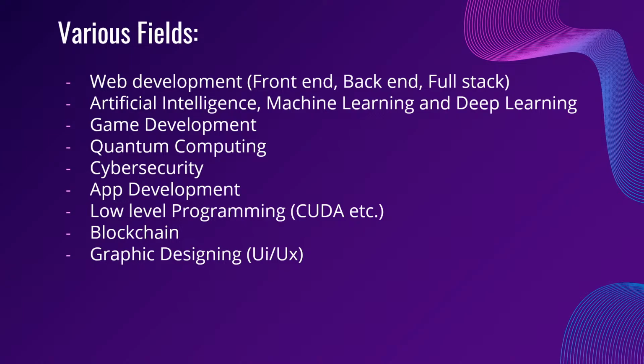So let's say you want to make a full-fledged website that handles both the front end and back end, then you need to be a full stack developer, and having a full stack project on your resume is kind of good. And then we have artificial intelligence, machine learning, and deep learning. Now these three are kind of similar fields but very different. Artificial intelligence is the superset, then comes machine learning, and then comes deep learning.